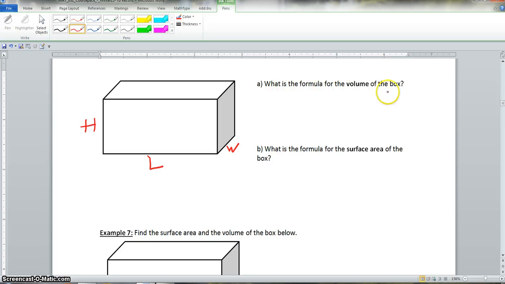It says, what is the formula for the volume of a box? The volume is equal to length times width times height. It says, what is the formula for the surface area of the box?